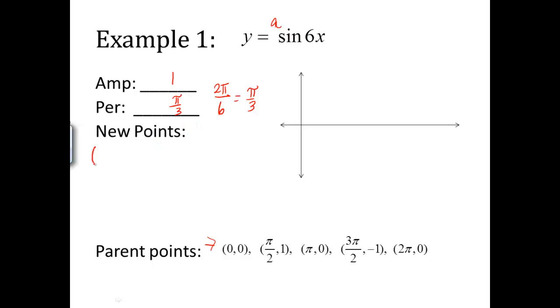We'll start with the parent function, and remember, to find new points, I'm going to take the x values and divide them by whatever b is. Okay. So my x value is 0. Well, 0 divided by 6 is still 0. So the first point is good. The next point, pi over 2. All right, now pi over 2 divided by 6.